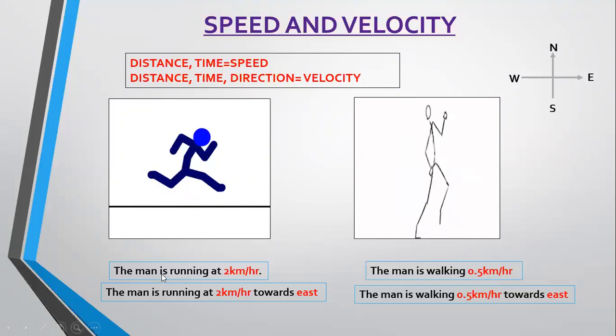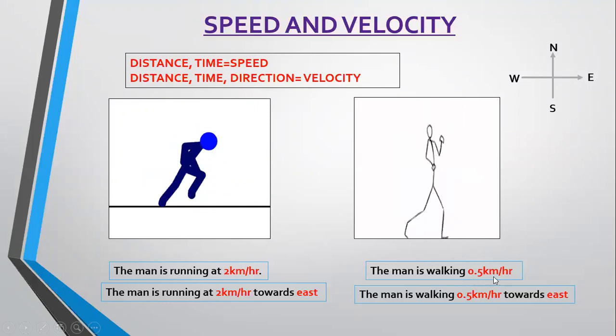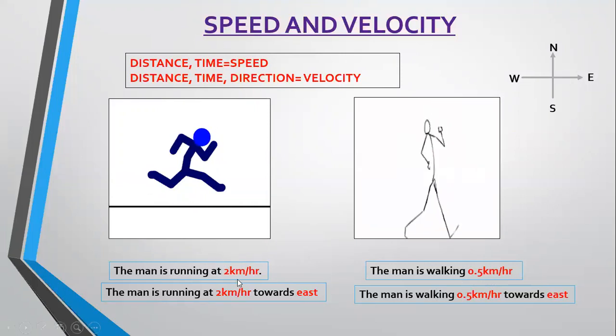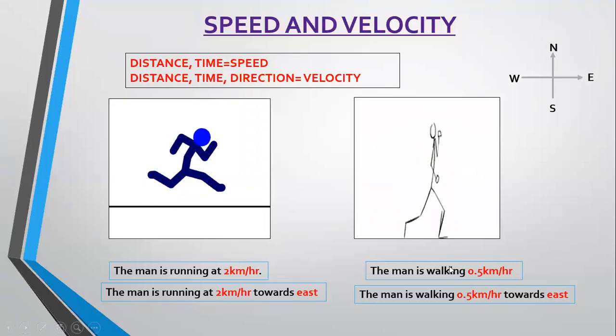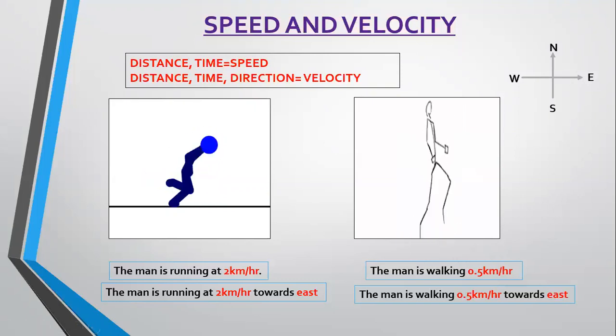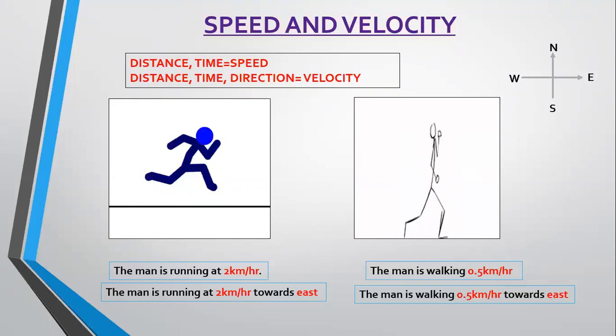For example, the man is running at 2 kilometers per hour and a man is walking at 0.5 kilometers per hour. In the same time interval, the distance is different. The running man is covering a distance of 2 kilometers, whereas the walking man is covering a distance of 0.5 kilometers. We are talking about the speed of a running man and a walking man because in speed we consider distance and time only.